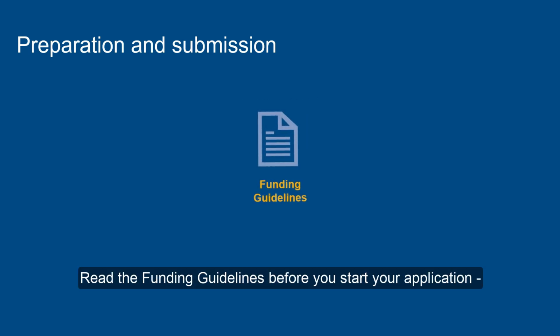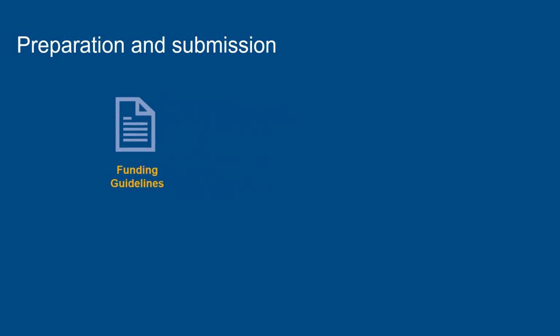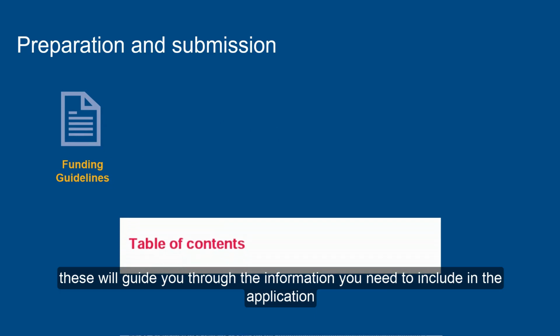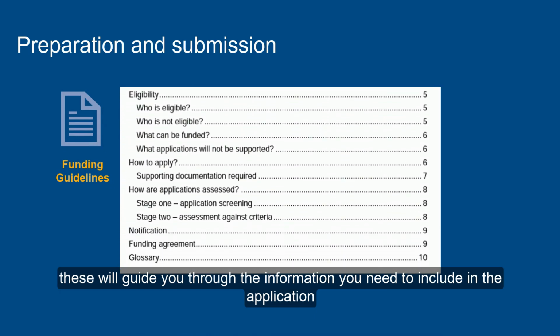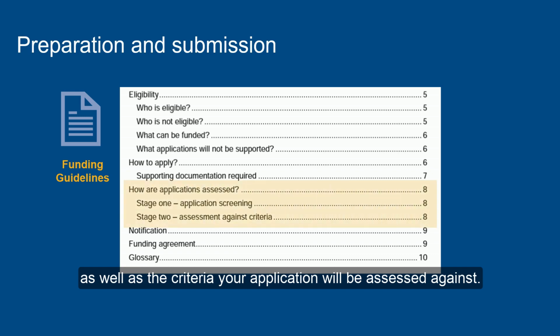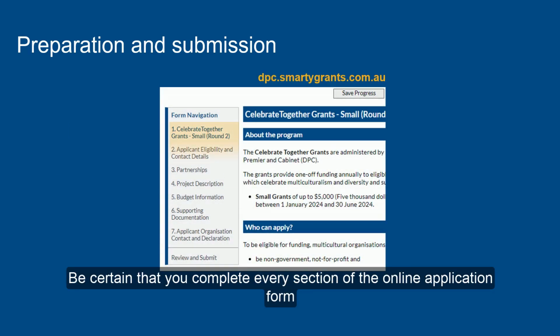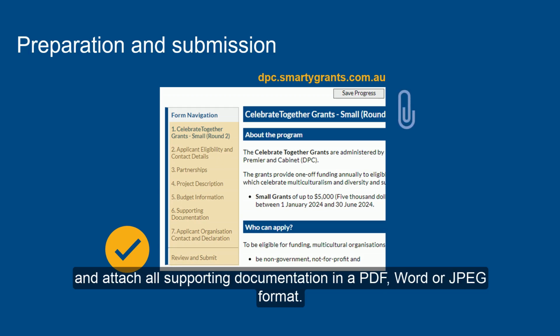Read the funding guidelines before you start your application. These will guide you through the information you need to include in the application, as well as the criteria your application will be assessed against. Be certain that you complete every section of the online application form and attach all supporting documentation in a PDF, Word, or JPEG format.